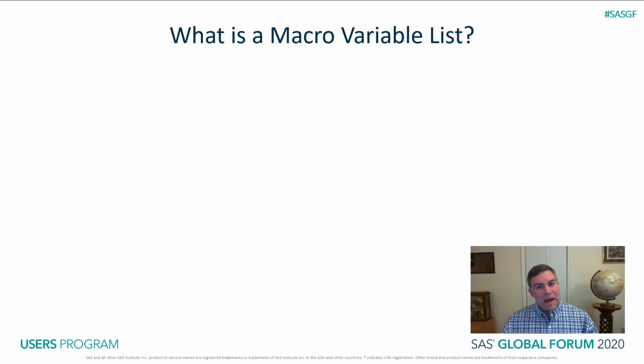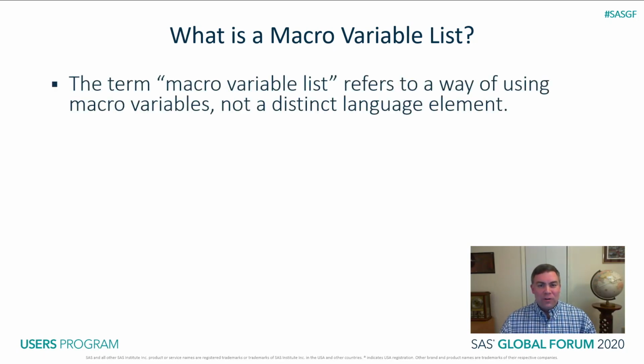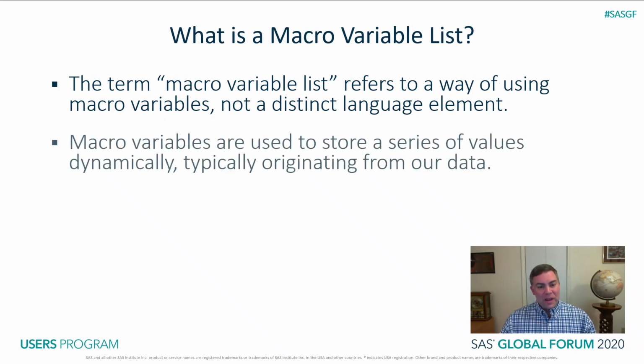Now, what do we mean by a macro variable list anyway? Well, first of all, a macro variable list is just a way of using macro variables. It's not a specific language element that exists in SAS. You won't find it in the SAS documentation. It's just a technique that we can make use of macro variables to our advantage. Basically, we're going to use macro variables to store a series of values, and we're going to do it dynamically. That is, the values are going to come from our data, and they won't be hard-coded into our program. They'll be determined at runtime based on what comes in to our program.